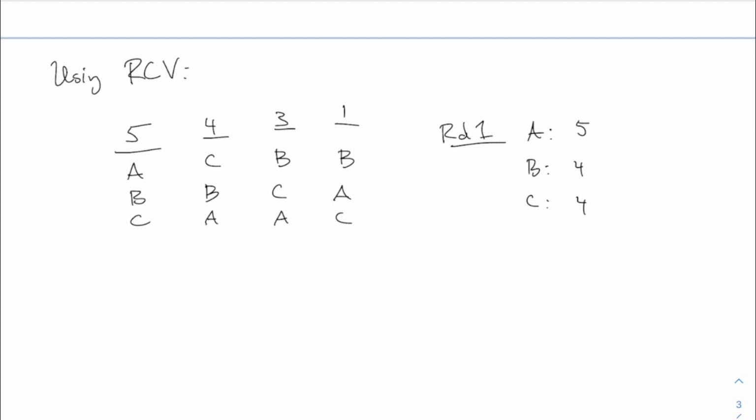And so these are both eliminated. And actually, we don't have to do another round. That means A is the winner, all right? A wins with the ranked choice, okay?